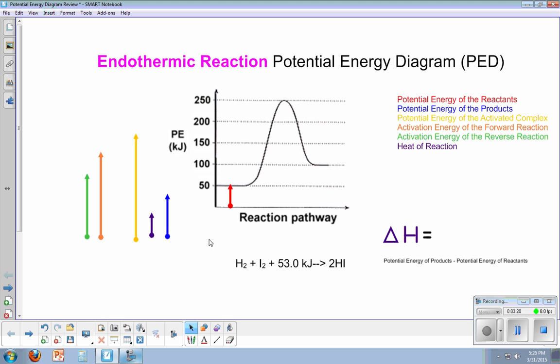Now, how much energy do my products have? Well, they have from 0 to 100. That's going to be the blue arrow. So I'm starting with 50, I ended with 100, stored in my products for the forward reaction.